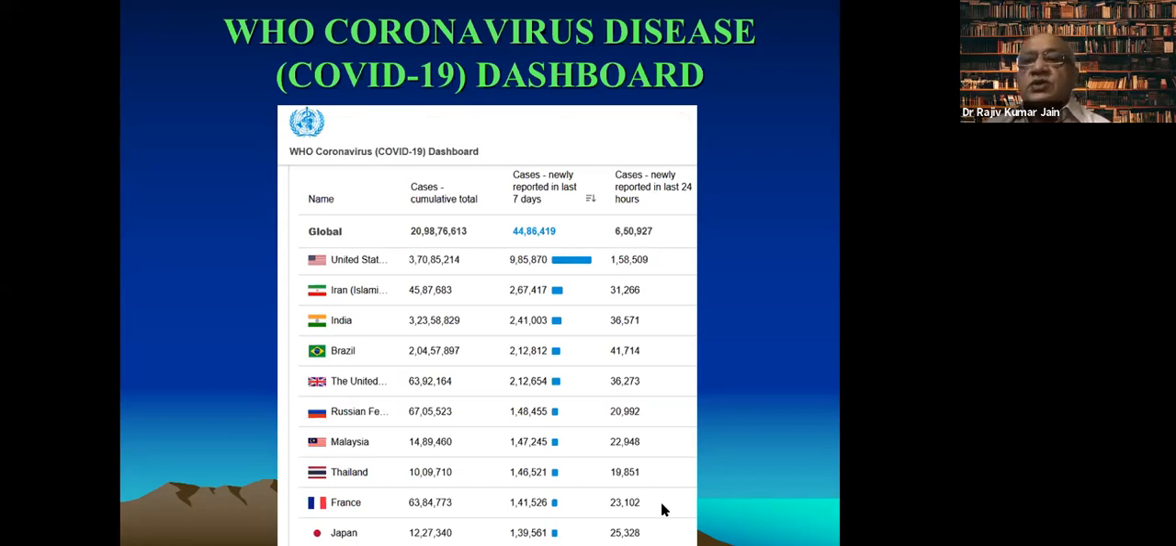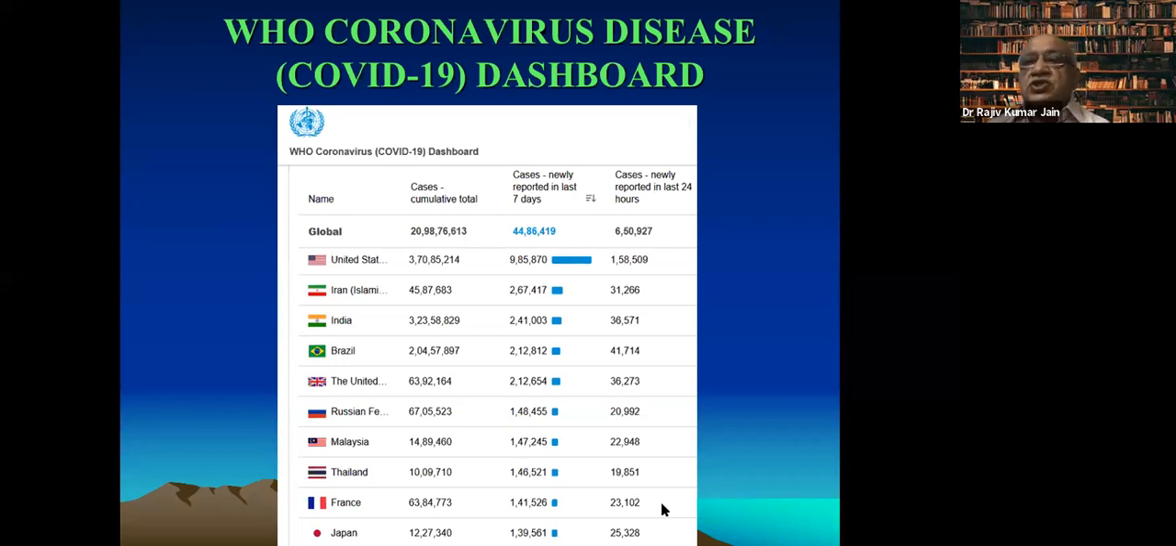Brazil, 2,12,000 cases. United Kingdom, 2,12,000 cases. Russian Federation, 1,48,000 cases. Malaysia, 1,47,000 cases. Thailand, 1,46,000 cases. France, 1,41,000 cases. And once again, Japan, 1,39,000 cases in last 7 days. So new countries and the rank of certain countries going up. And that is what the dynamic situation of COVID-19 pandemic is.